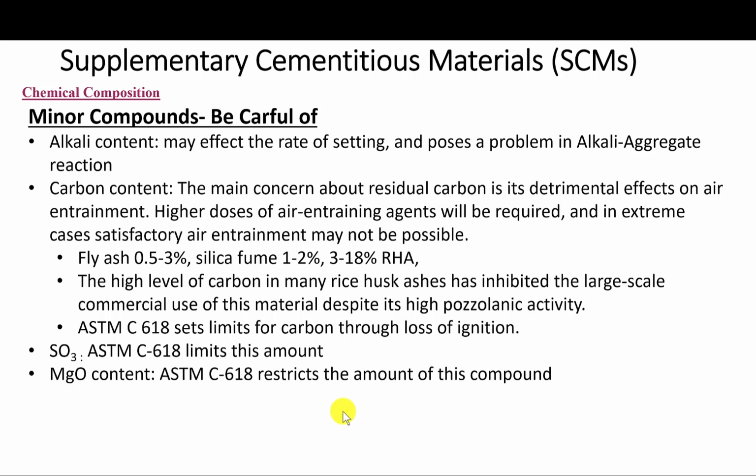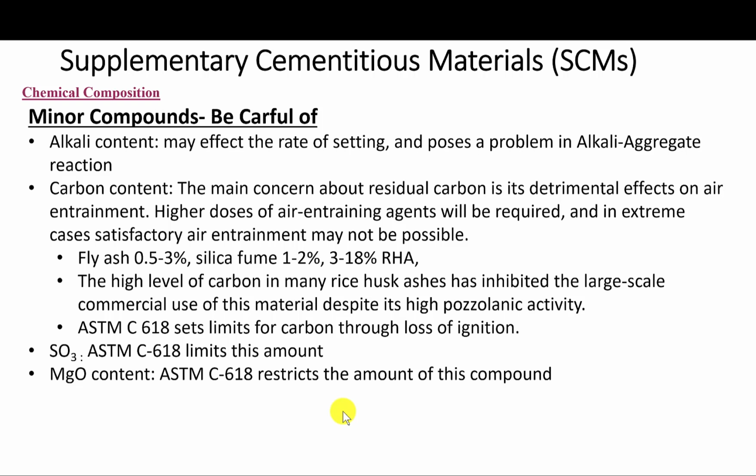Okay, what's the harm of the carbon content? The main concern about residual carbon is its detrimental effect on air entrainment, as we will see when we discuss the chemical admixtures. Usually, higher doses of air entraining agents will be required, and in some extreme cases, satisfactory air entrainment may not be possible with a high carbon content.